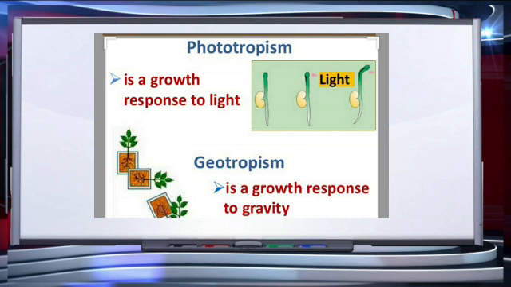The growth of a plant or its part in response to an external light stimulus is called phototropism, and the movements associated with it are termed phototropic movements. An example is the growth of the stem towards light. The second one is geotropism. The growth of a plant or its parts in response to gravity is called geotropism.